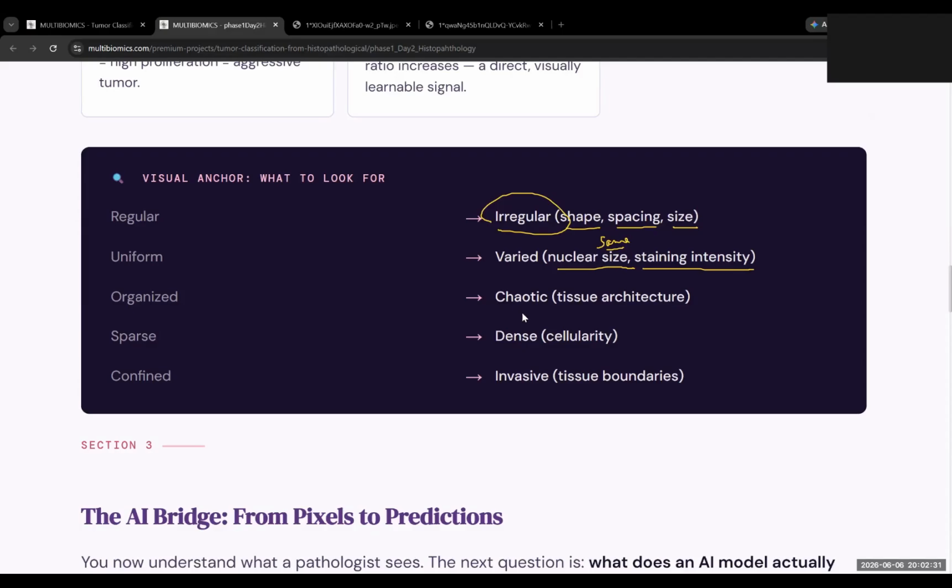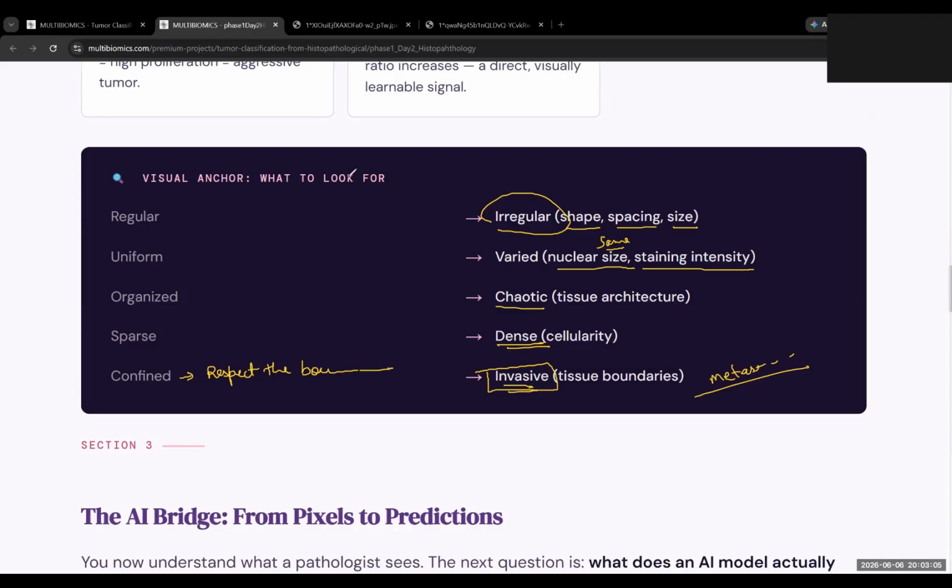Whether organization is normal or they are haywire here and there, chaotic, whether they are dense or whether they are sparse, and whether they are confined to a local space. When they are confined, they will respect the boundaries, and when they are invasive, they are metastasizing. Okay, so these are the things you have to understand.